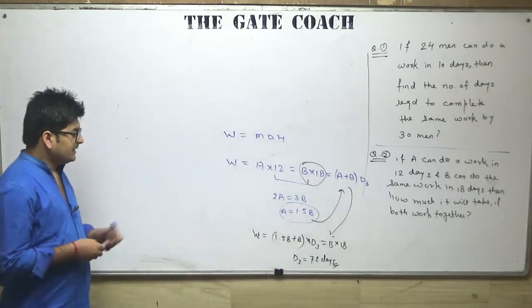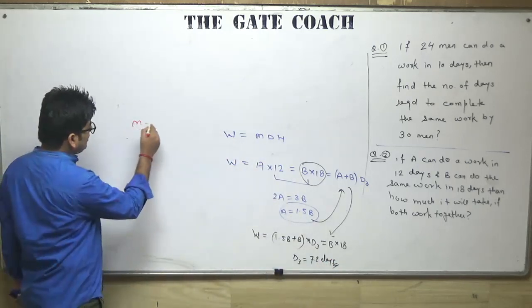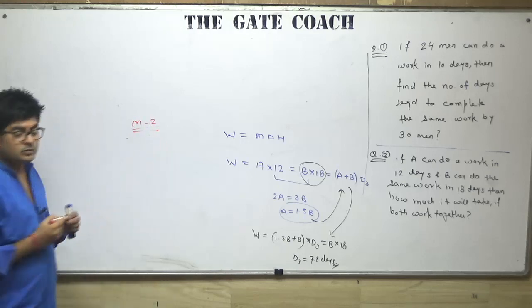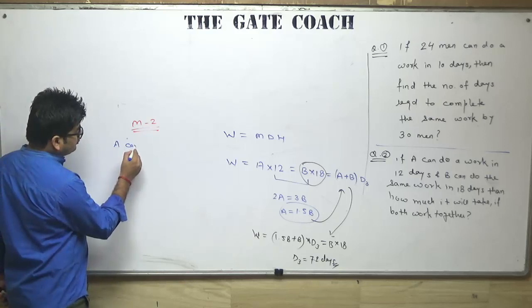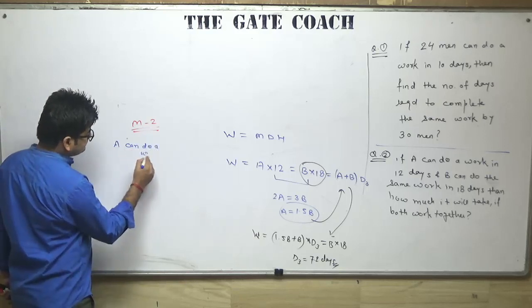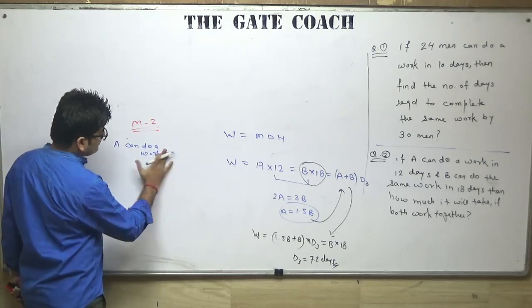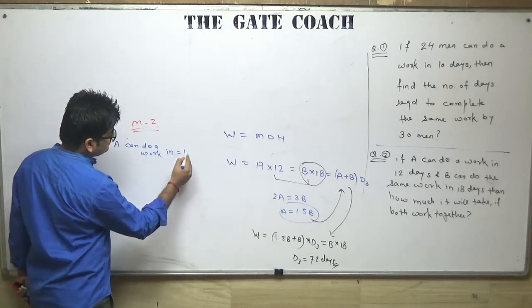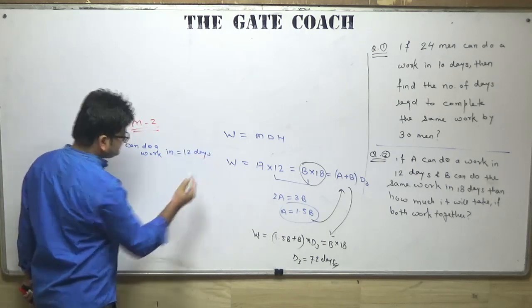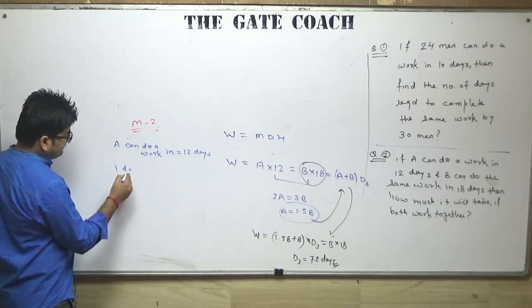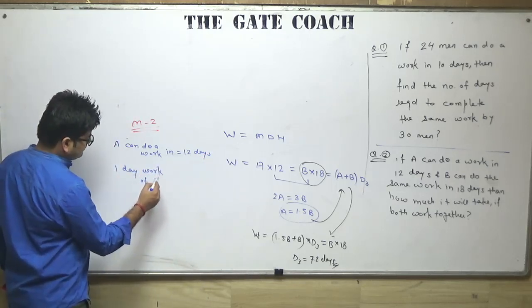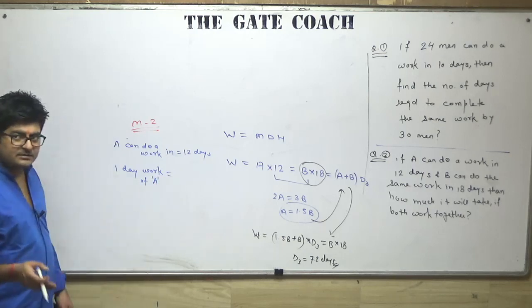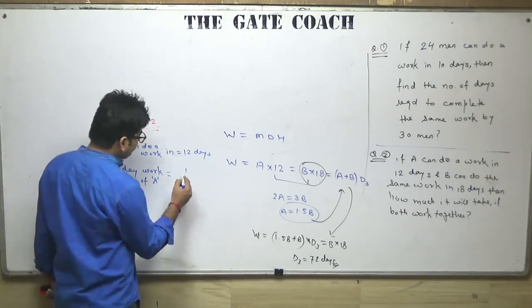Simple. Second method is, now I hope आप लोग समझ पाओगे उस मेथड को और अच्छे से. A can do a work in 12 days. So 1 day work of A. A काम को 12 दिन में कर रहा है, तो एक दिन में कितना काम करेगा? 1/12.